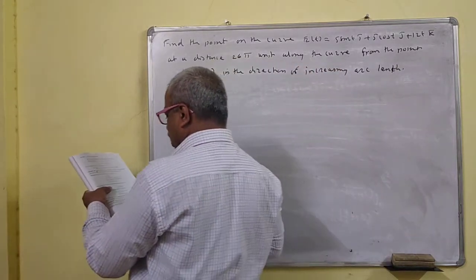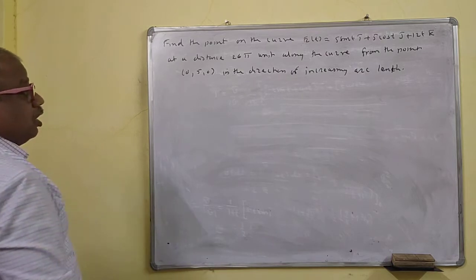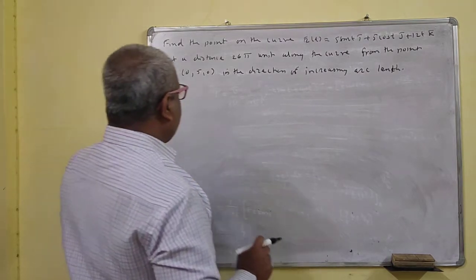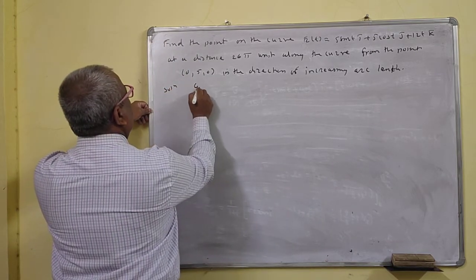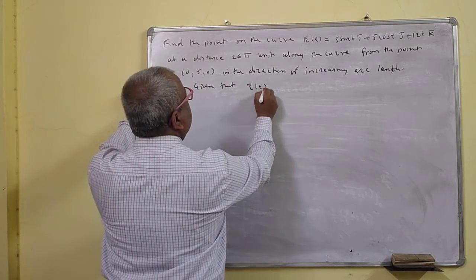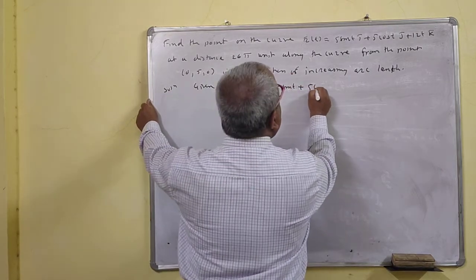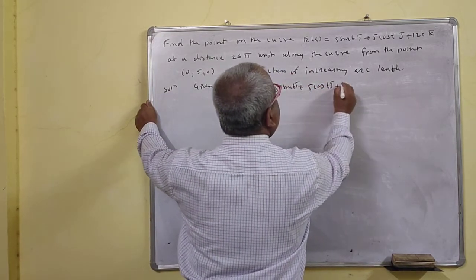That means the initial point is provided to you, so t naught is provided to you. How to find that t naught, we'll see. Okay, solution. Given that r bar of t is equal to, we'll find all those things first and then we'll see what to do. 5 cos t j bar, this is i bar, j bar.